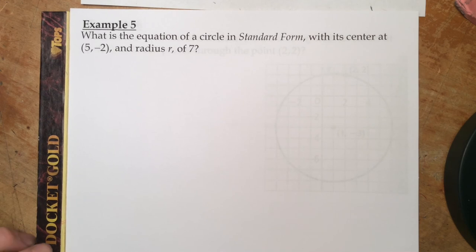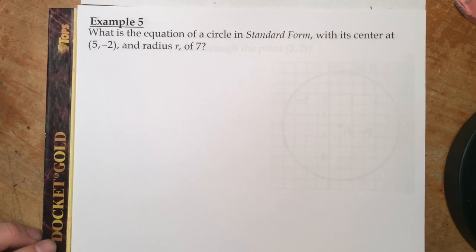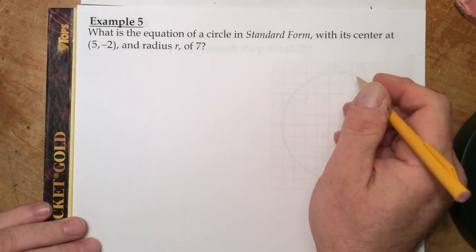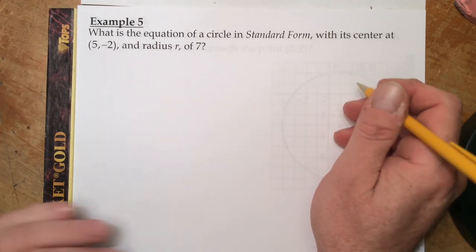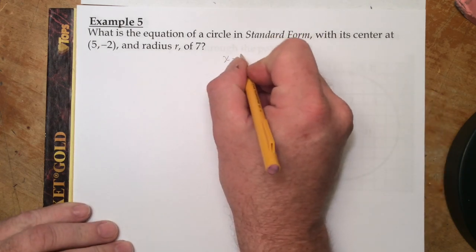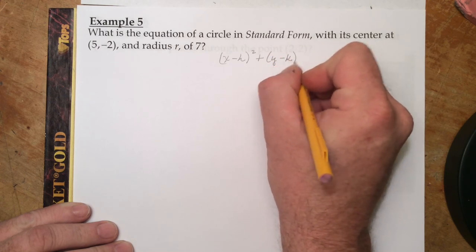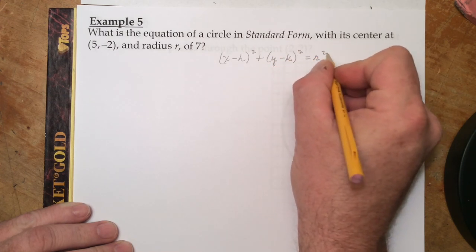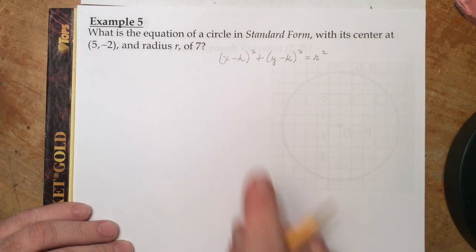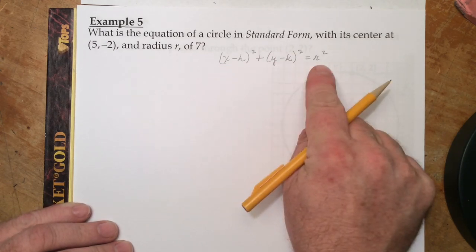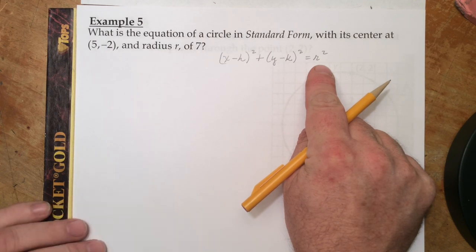Now turning our attention to equations of circles, example 5. What is the equation of a circle in standard form with its center at 5, -2 and radius r of 7? Okay, so recall from your notes when we talked about the standard form of an equation, it's x minus h quantity squared plus y minus k quantity squared equals radius squared, or r squared. So any equation in this form represents a circle on the coordinate graphing system.